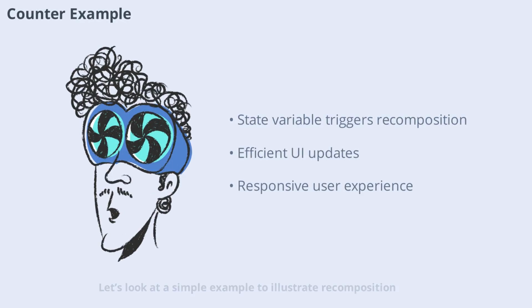Let's look at a simple example to illustrate recomposition. Imagine a CounterScreen composable with a count variable. When the button is clicked, count increases, triggering recomposition. The UI updates to show the new value. This is achieved using remember and mutableStateOf, which make count a state variable. Every change to count causes the CounterScreen to recompose, ensuring the displayed value is always accurate. This example highlights how Compose efficiently manages UI updates without redrawing the entire screen, making your app more responsive.